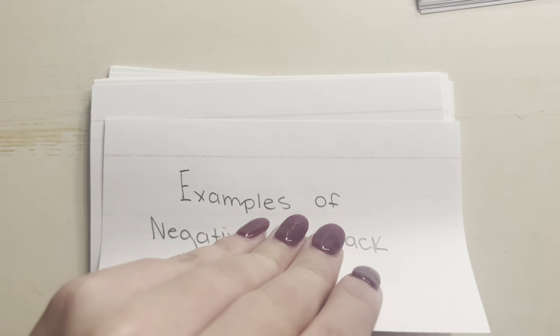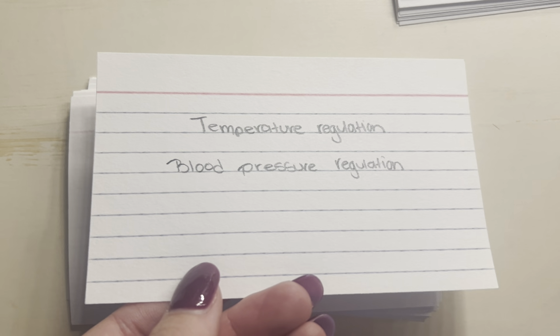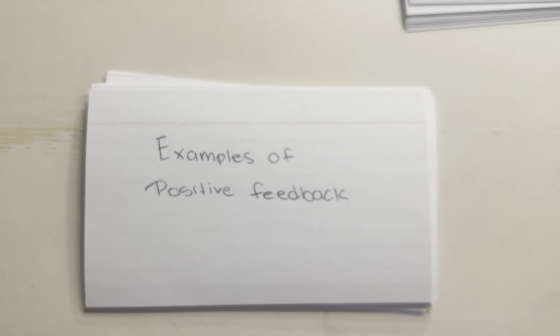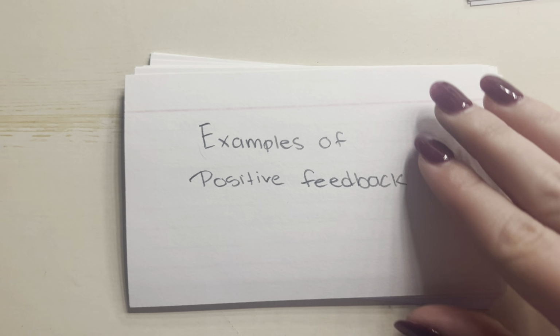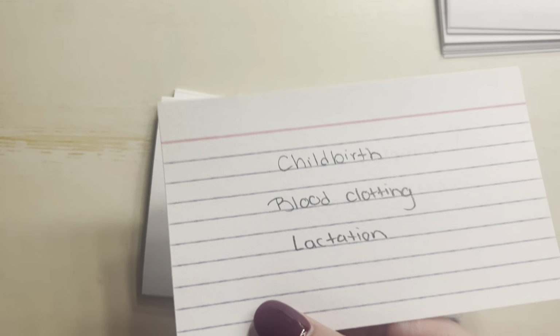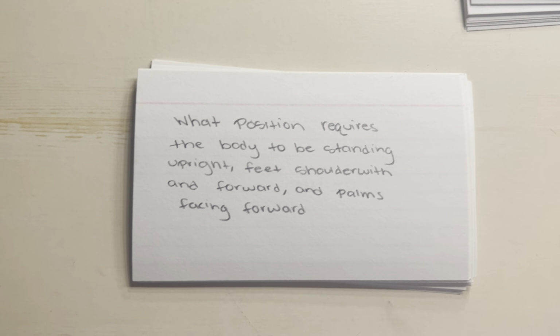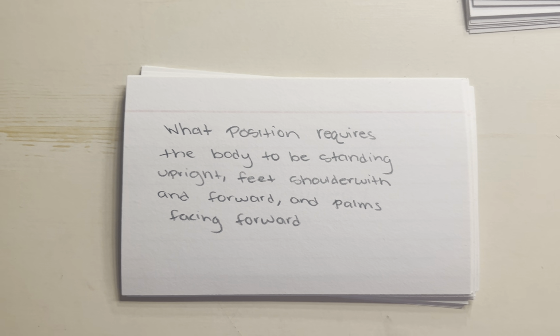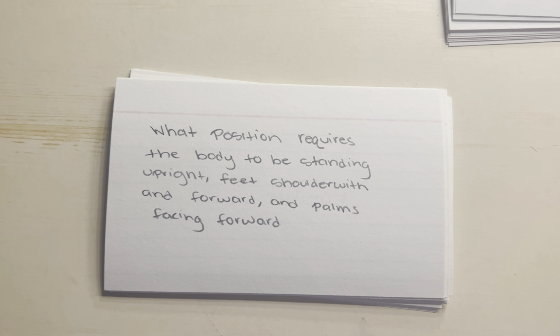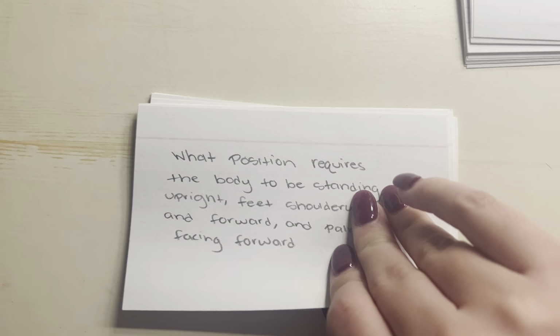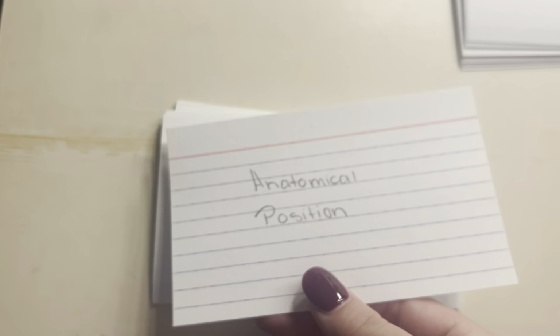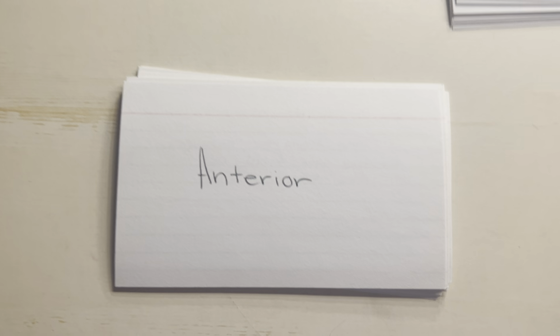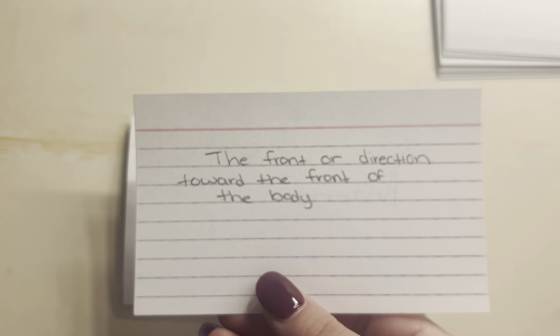Examples of negative feedback include temperature regulation and blood pressure regulation. Examples of positive feedback include childbirth, blood clotting, and lactation. What position requires the body to be standing upright, feet shoulder width and forward, and palms facing forward? That's anatomical position. The definition of anterior is the front or direction towards the front of the body.